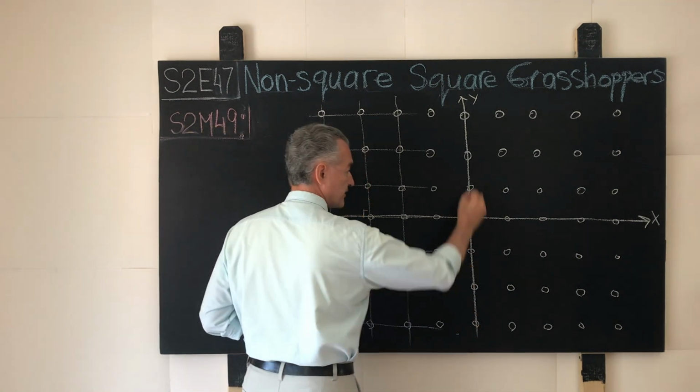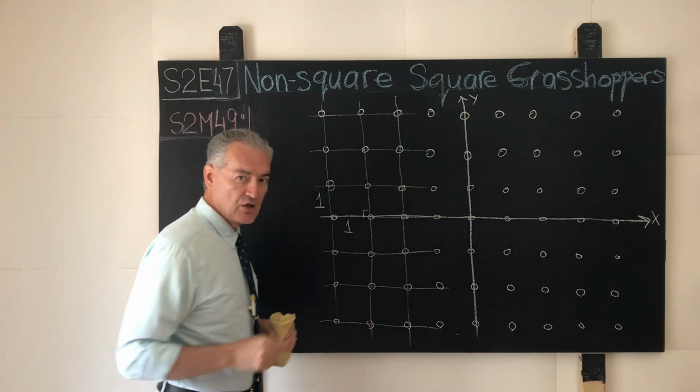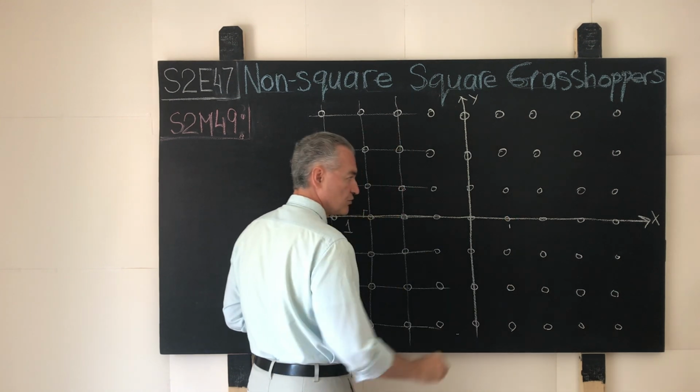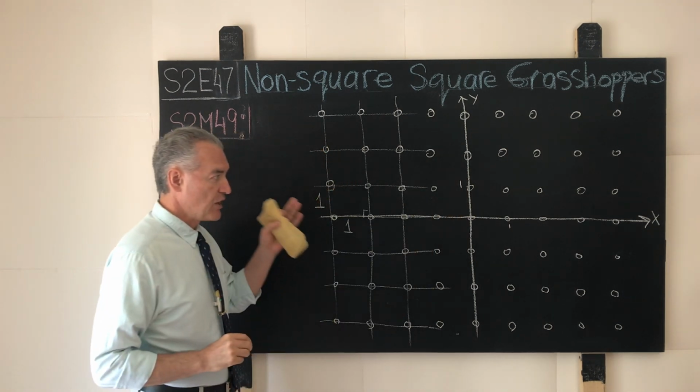This is one traditional setup. The y-axis points up, the x-axis points to the right. The unit distances are marked. This is 1 unit of distance along the x-axis. This is 1 unit along the y-axis.